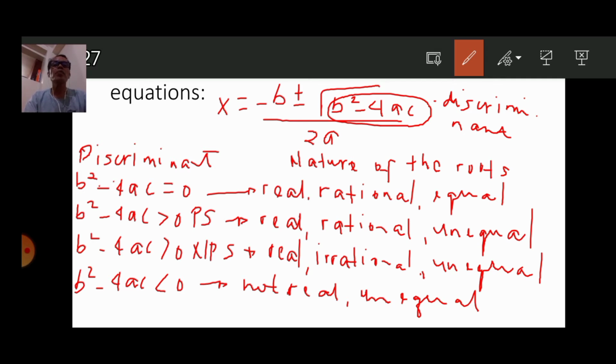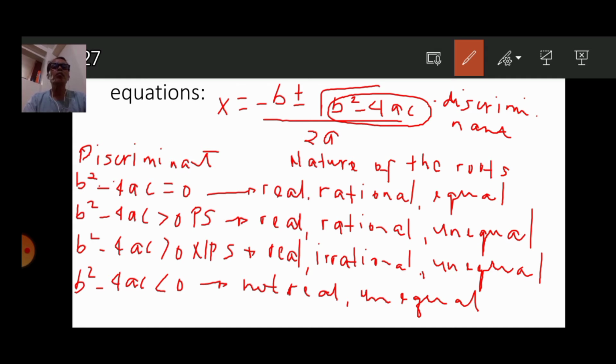If the discriminant b squared minus 4ac is greater than 0 and a perfect square, when we say greater than 0, the numbers are positive, and examples of a perfect square are 1, 4, 9, 16. You can get the square root. So if the discriminant is greater than 0 and a perfect square, the roots are real, rational, and unequal.